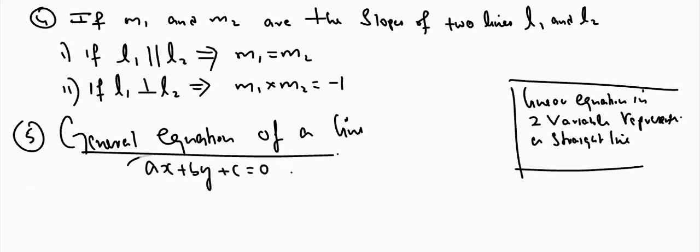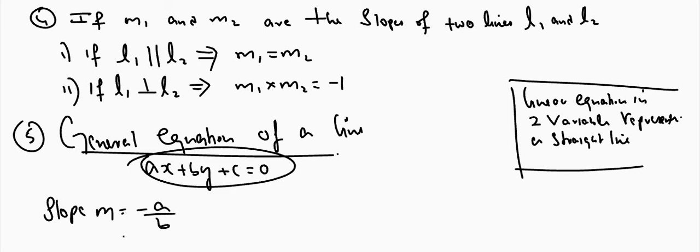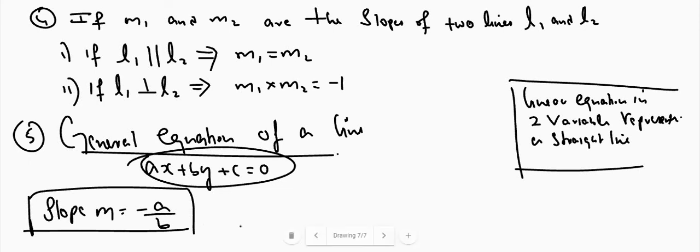If this line is given, then you can find the slope of this line. Slope m is equal to minus a by b, that is, minus coefficient of x divided by coefficient of y. You can find the slope of the line ax plus by plus c equal to 0 as m equal to minus a by b.